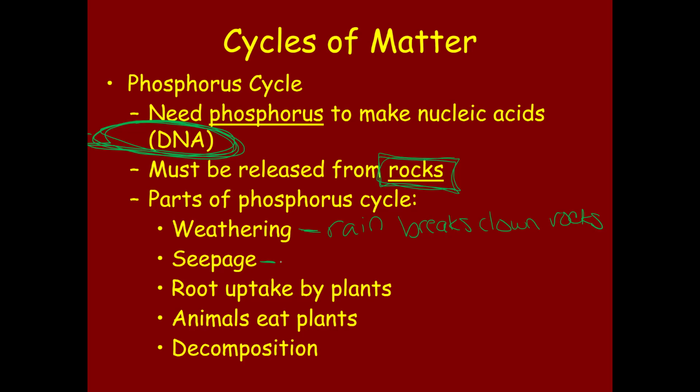Seepage is how the phosphorus, once it's released from the rocks, gets into the ground through the water, kind of pulling it down into the water system and through the soil. So the water kind of rolls over those rocks.